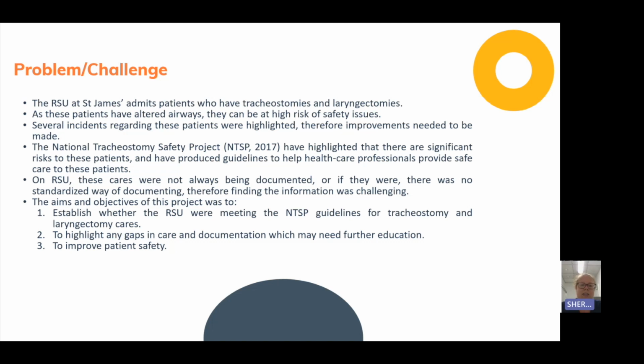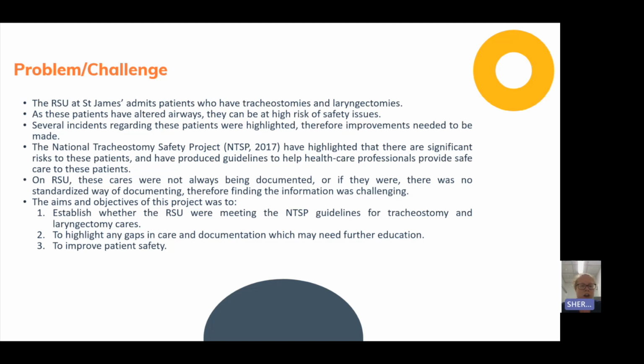On the back of that, we looked into what national guidelines there were, and decided to audit against the National Tracheostomy Safety Project guidelines that were already standardised in the country, to make sure we were helping healthcare professionals provide safe care. The biggest issue we found was that there was really no standardisation of documentation for these patients. It was very ad hoc.